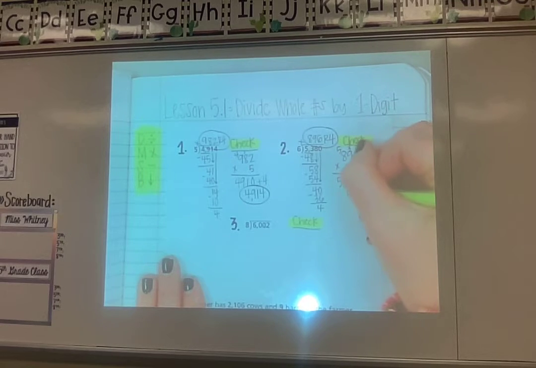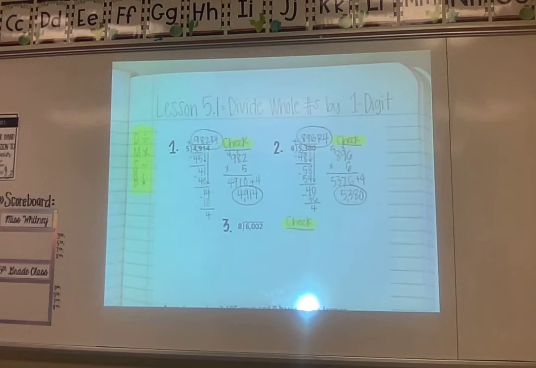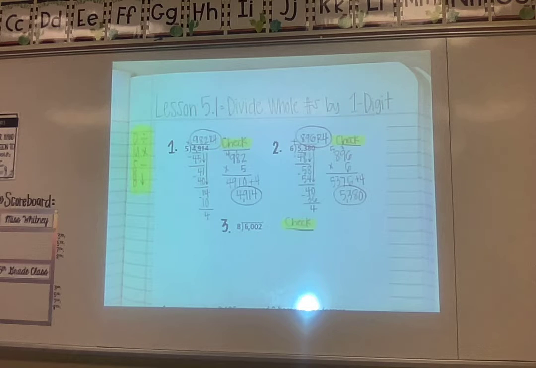And that gives me 5380, which is what I started with. So I know I got that one correct. Remember, if my check does not check out and they don't match, I need to retry to figure out my mistake. All right, one more here with number 3.